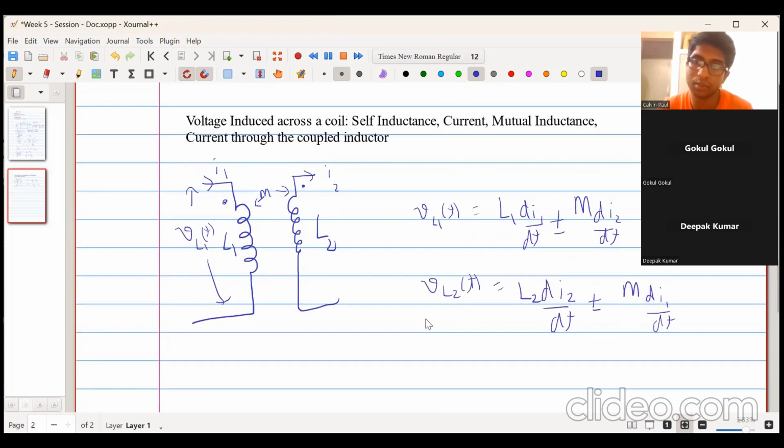So now the main goal is to find which is positive and which is negative. The drop due to self-inductance is always taken to be positive, and that is in the direction of the flow of current. In this case, the current is flowing out of the coil 2, so over here it will be positive and over here negative. But in this case, current is flowing in. So at the point where the current flows into the coil, there will be the positive polarity of the self-inductance, and where it goes out of the coil, it will be the negative polarity.